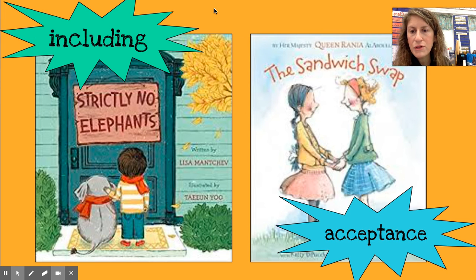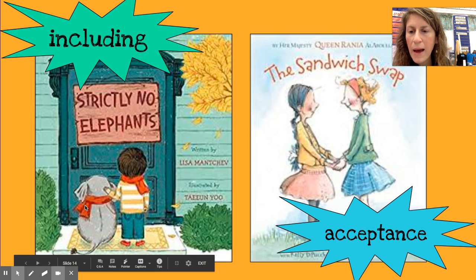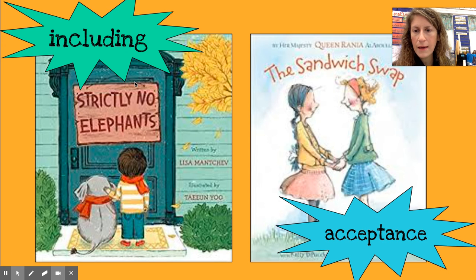So again, when we read Strictly No Elephants, it wasn't just about we need to include elephants. The bigger central message was about, hey, it feels bad to be left out. We need to include. Okay? Or in the sandwich shop, it wasn't just about a pita and hummus sandwich and a peanut butter and jelly sandwich. It was about accepting the differences in others. Okay? There's always a bigger idea.